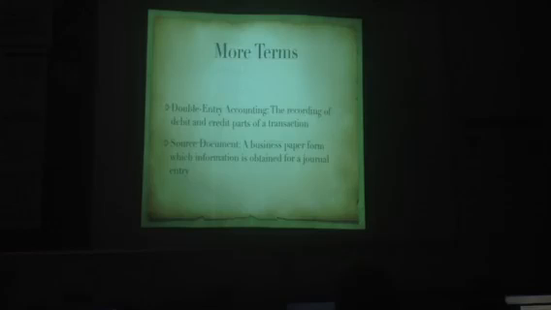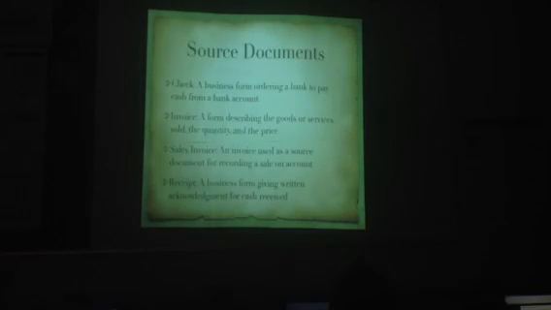Some other business type source documents. You have a check. That's a business form ordering a bank to pay cash from a bank account. That's a technical term. Cash is what people write, a check, to buy something. A check is the same thing as cash in accounting. Whenever you paid cash or wrote a check, that's the same thing. It's cash. An invoice is a form describing the goods or services sold, the quantity, and the price. A sales invoice is an invoice used as a source document for recording a sale on account. A receipt is a business form giving written acknowledgement for cash received.